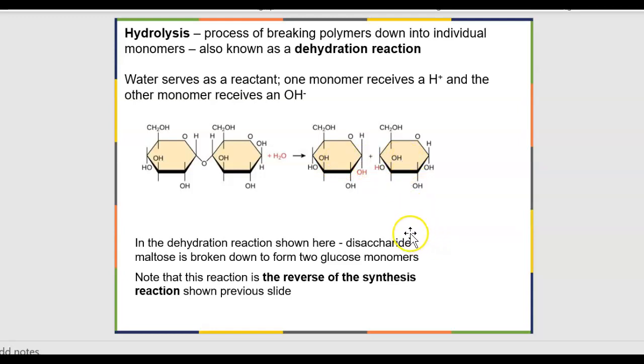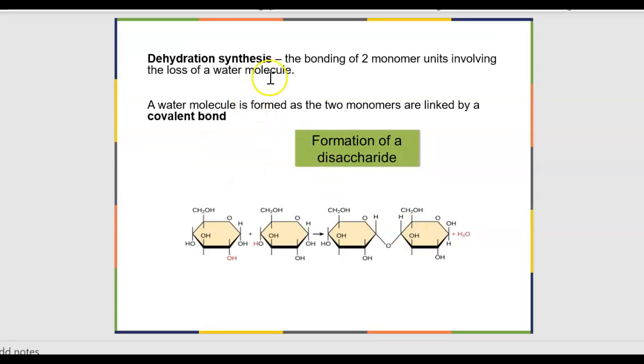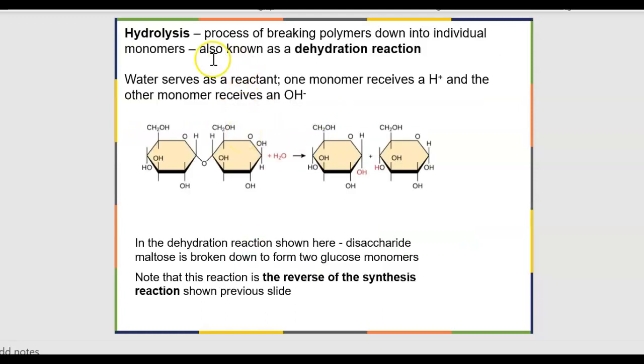So when we talked about dehydration synthesis, let me go back, it is the removal of water, which causes the bonding of two of these monomer units. The bonds are covalent. And hydrolysis is the reverse. It uses water to break the bonds and then forms those monomer units again. So it's a reverse reaction.